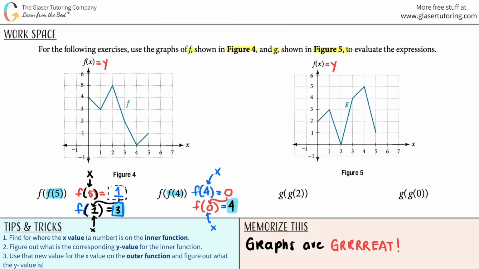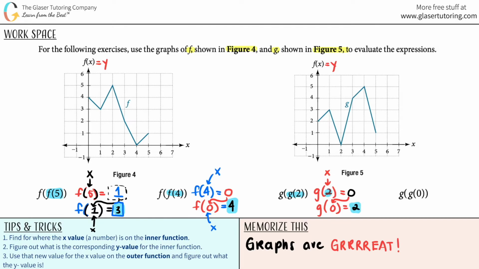Halfway there. g of g of 2. Inner function is g of 2. So now we're on the g function. 2 is your x value. So here is x of 2. Oh, it hits the graph already. So what y value is that? 0. And now we plug in the outer function, and the outer function was g. So g of now 0. Okay, still got to use this graph because it's g. 0 is right here. Okay, got to go all the way up. What's the y value? 2. And that's the answer for this one.